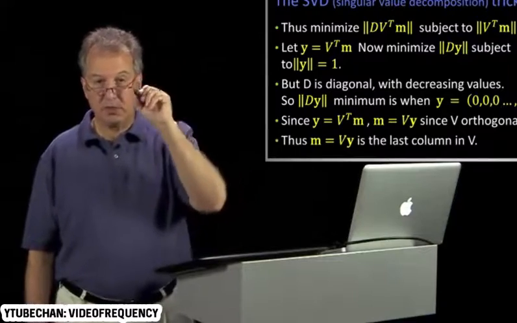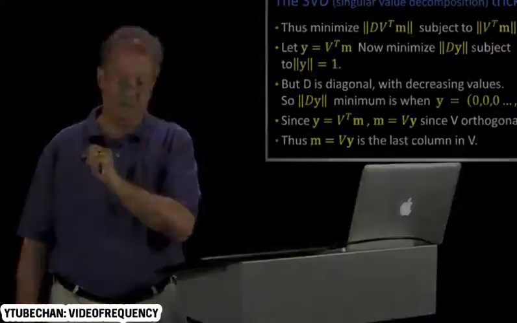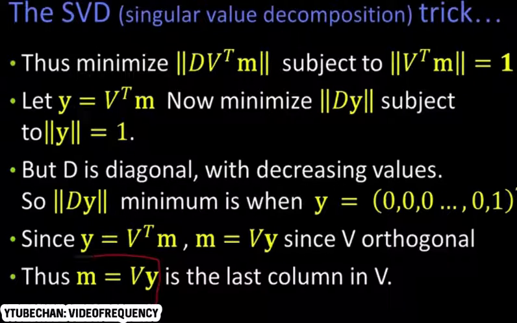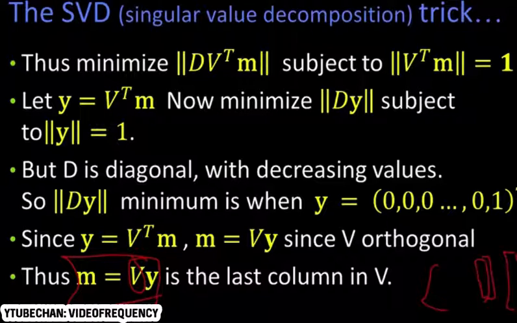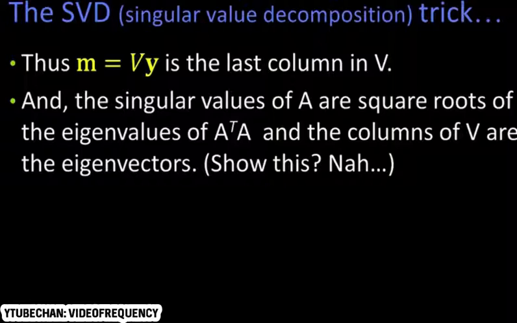So now we've solved for M in terms of V and y, but remember, y is just 0, 0, 0, 0, all the way to 0, 1. So that means that this equation just pulls out the last column in V. Because if I take a matrix and multiply it by some vector that's all zeros down to 1, that 1 just multiplies the last column. So I just pull out the last column. So M equals Vy is the last column.